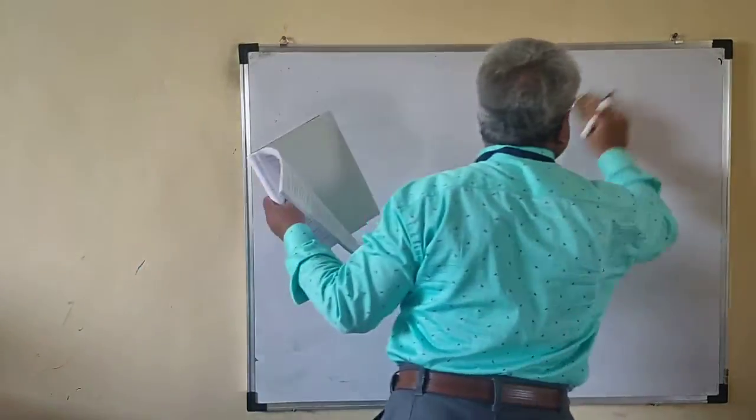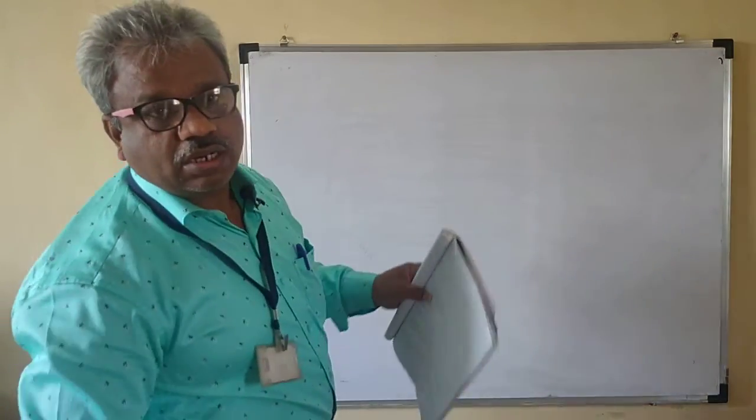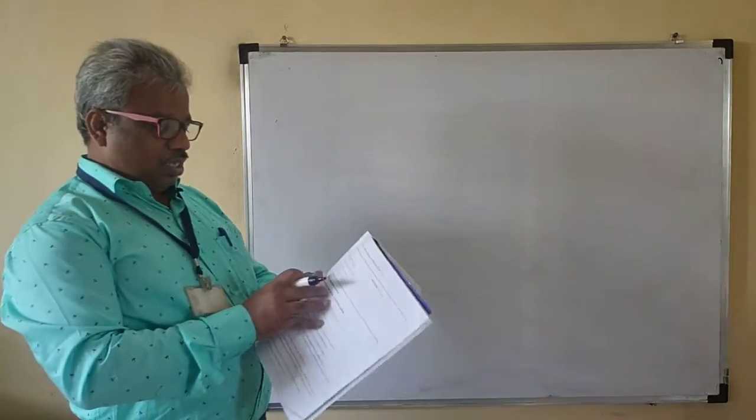So what we are using: the line is parallel to the plane. Because the line is parallel to the plane, the dot product of the direction ratios is 0.